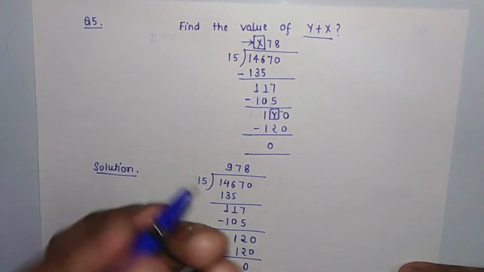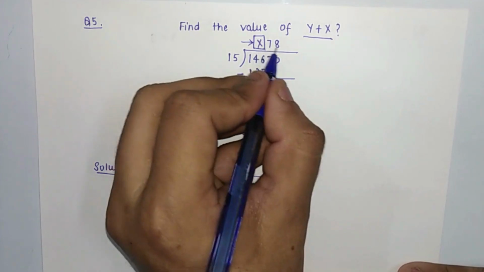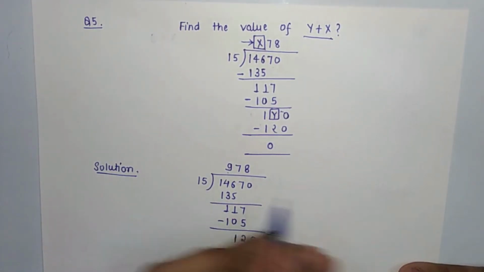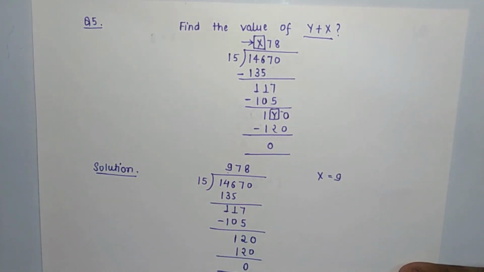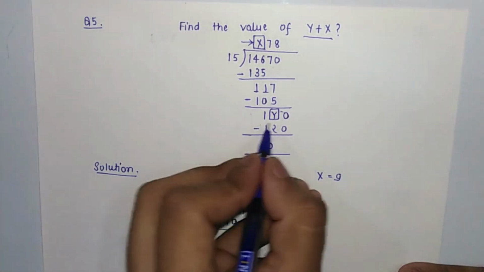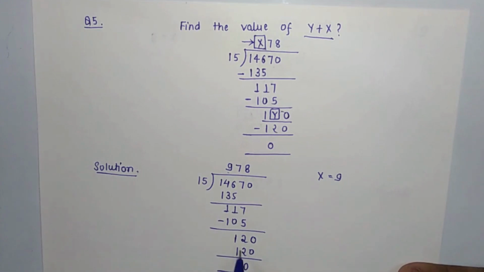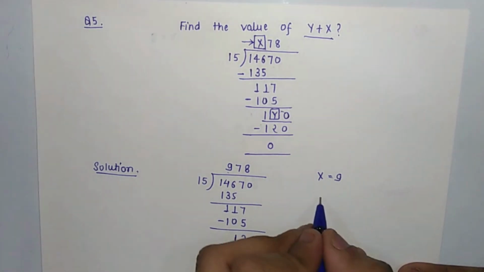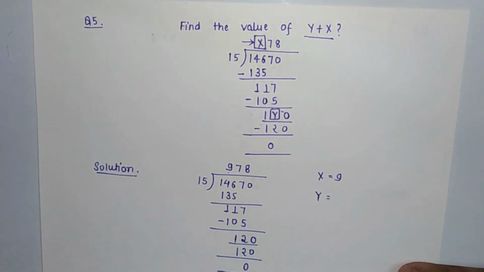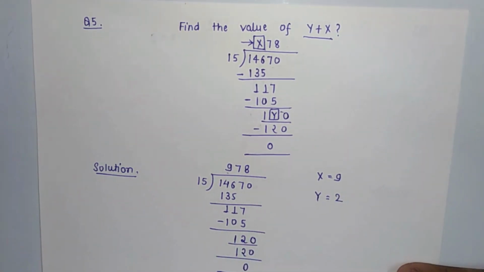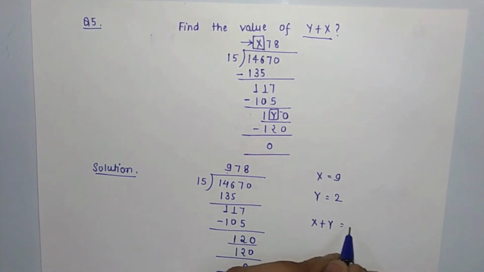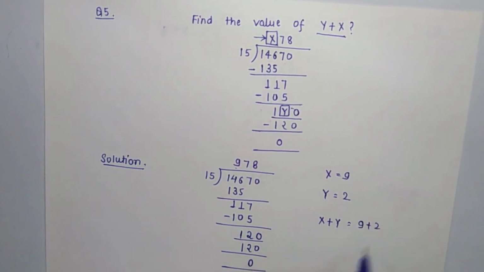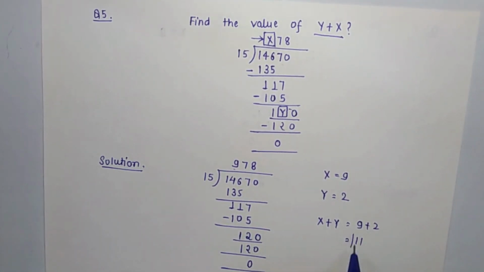Now if we check the placeholders, here it is given x78 and here it is given 978. So from this we can say that x is equal to 9. Let's take a look at y. Here it is given as 1, y, and 0. Here it is given as 1, 2, and 0. So we can quickly decide that y is equal to 2. So from this we can simply calculate x plus y will be equal to 9 plus 2, which will be equal to 11, which will be the answer for this question.